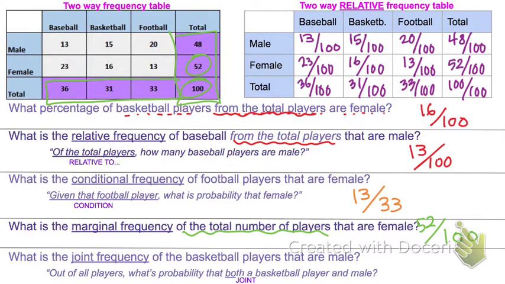And then the last one says, what is the joint frequency of the basketball players that are male? So joint means more than one thing is happening. It's saying they are a male and they are a basketball player. So out of all of the players, out of those 100 players, how many are jointly both basketball and male? Basketball and male is 15. So 15 out of 100 is the joint frequency.